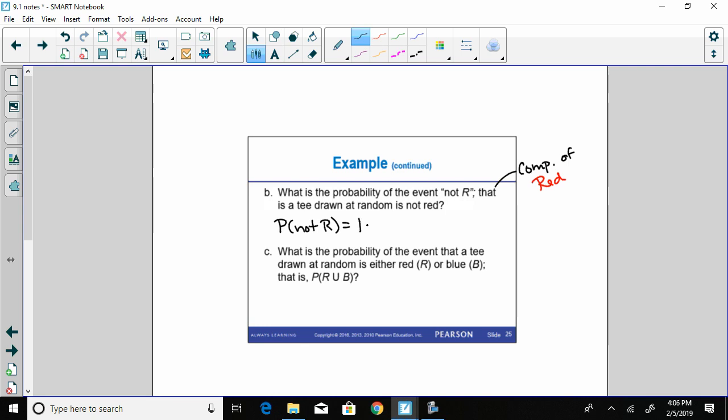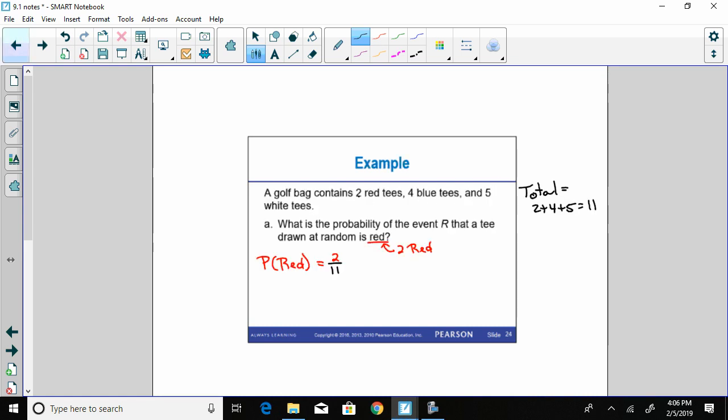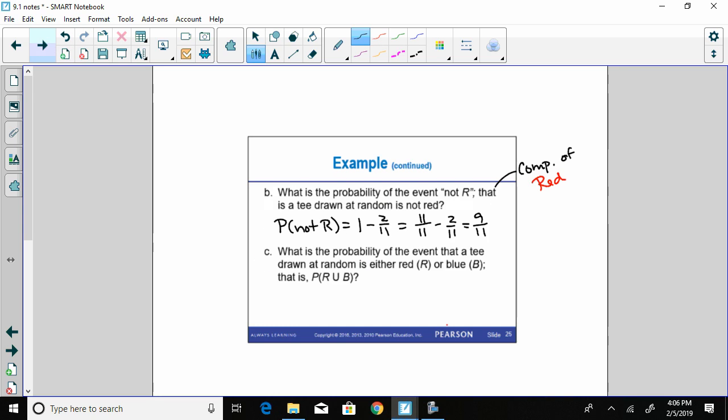So 1 minus 2/11ths. Now, my students would be all freaking out because they're like, oh, a whole number minus a fraction. Yes, but I can take my whole number and make it 11/11ths. 11/11ths minus 2/11ths, and I get 9/11ths are not red. And if you go back and actually look at the list, 4 blue, 5 white, 4 and 5 is 9 out of 11. Amazing. All right, let's try this next one.